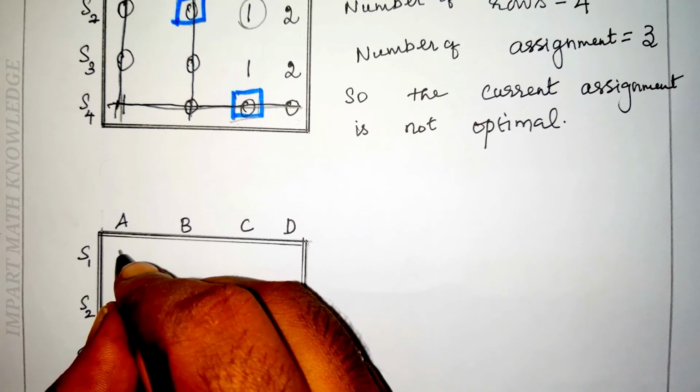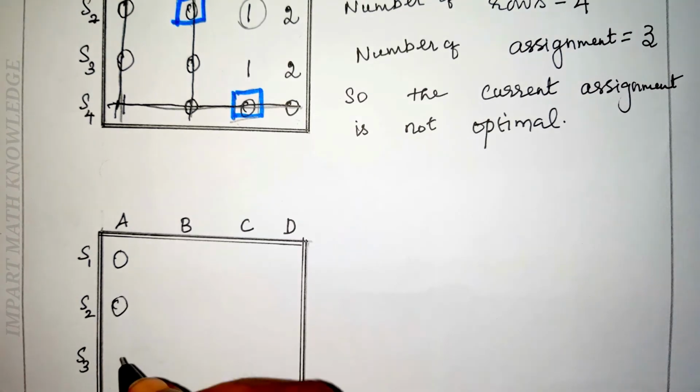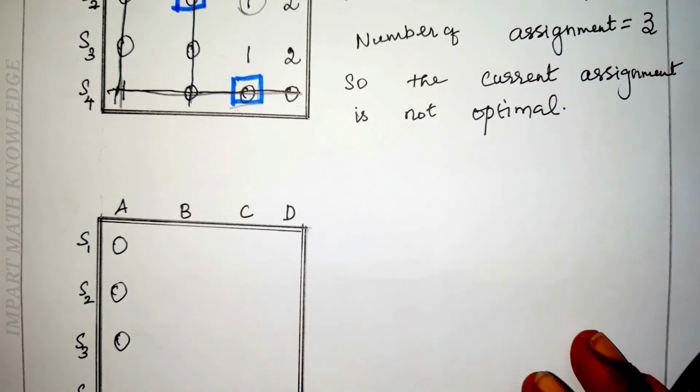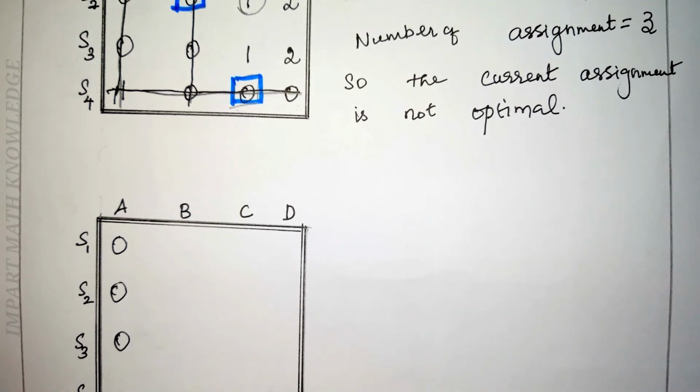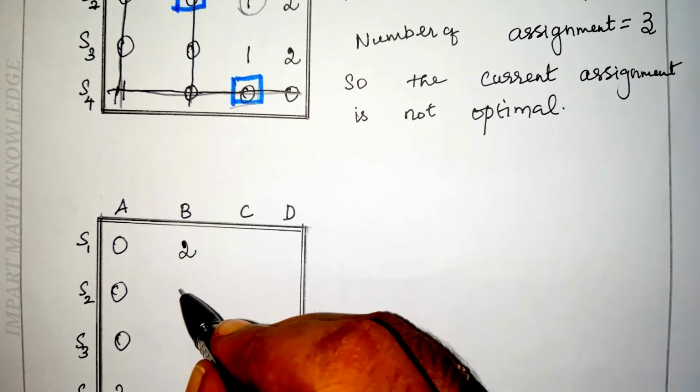0 is covered with a single line, so I write as it is. 0 is covered with a single line, so no change. 0 is covered with a single line, so no change. Now 1 is covered with two lines, so 1 plus 1 is 2. In the second column, 2 is covered with a single line, so no change.